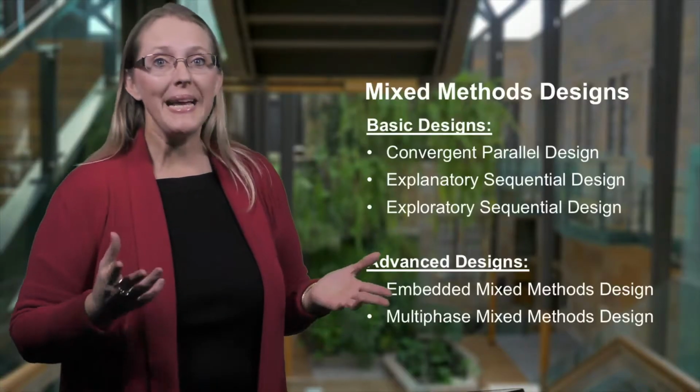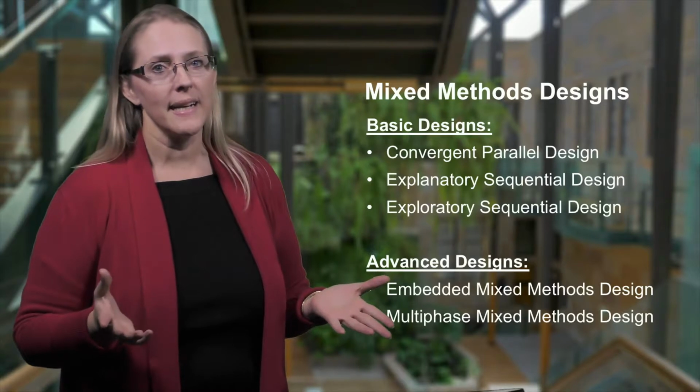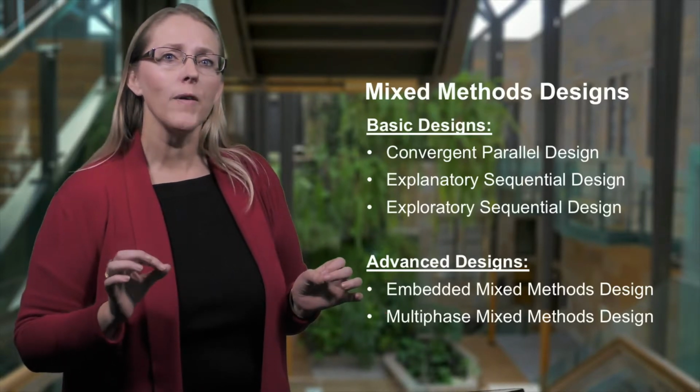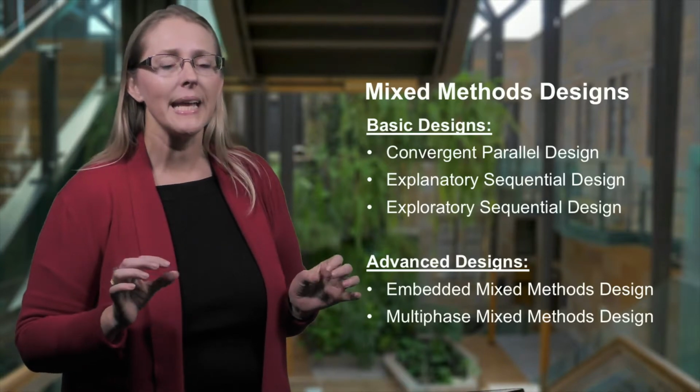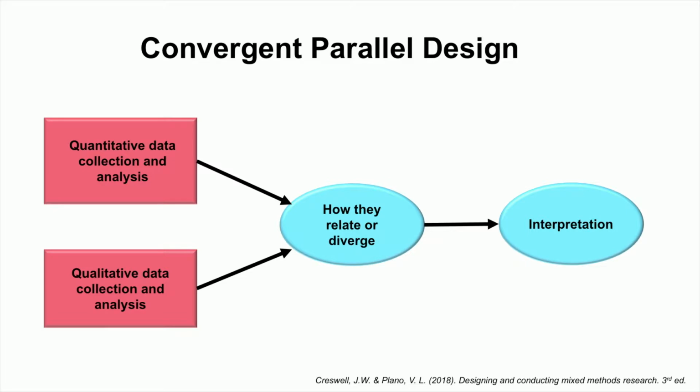There are 3 basic mixed method designs, as well as a number of advanced designs. I will briefly describe each of these designs and then I will provide examples of how I am using the advanced designs in my own research. The convergent parallel design collects and analyzes the quantitative and qualitative data separately and simultaneously. The results from both datasets are compared to understand where they relate or diverge.